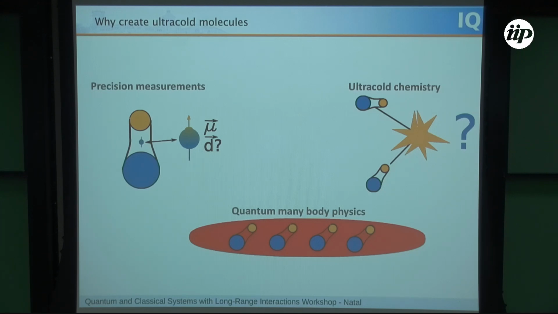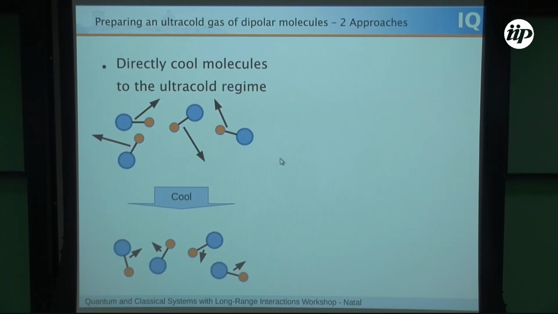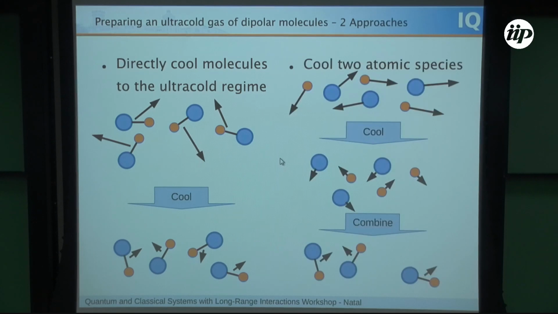So let me see if I can show you how to make one of these systems. There are really two ways of making ultra-cold molecules. One is the straightforward way that everyone would say, why not just do that? Let's just take hot molecules and make them cold. It turns out that's a bit difficult. So people have started using an indirect approach: you take atoms, you cool them down to ultra-cold temperatures, which is something people have been doing for decades, and then you combine them into an ultra-cold molecule.